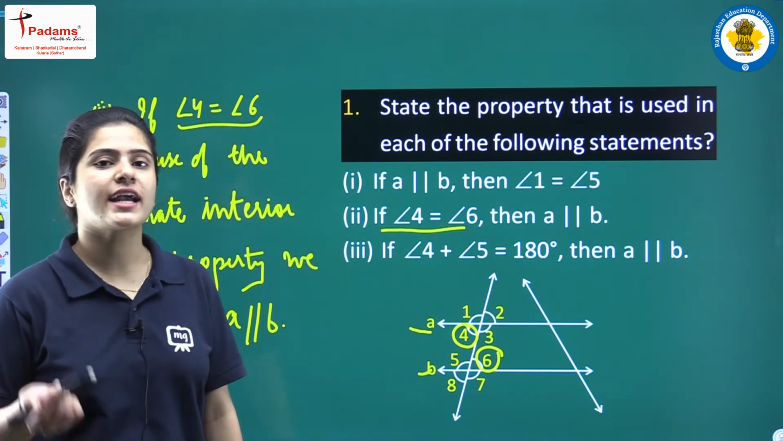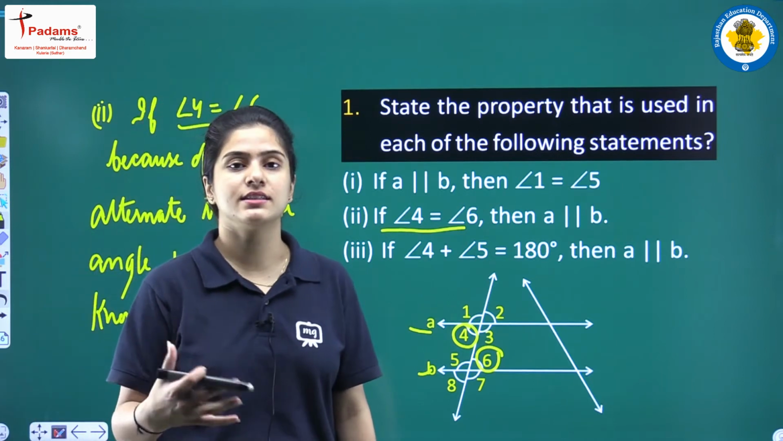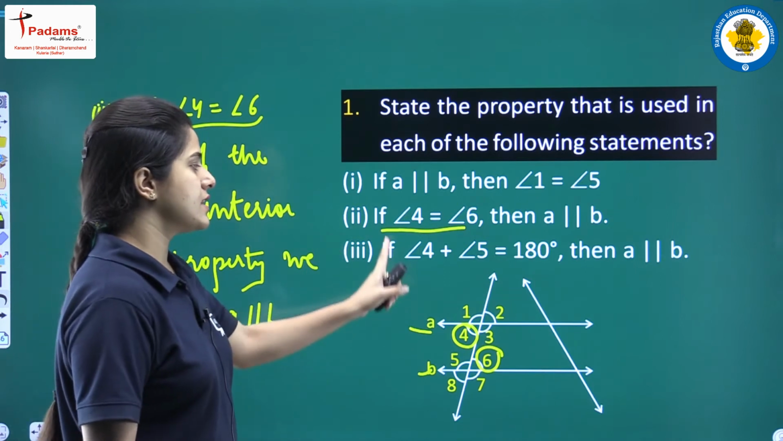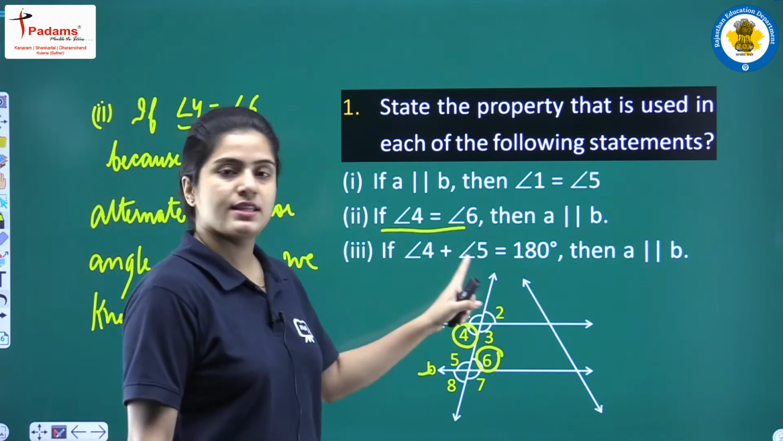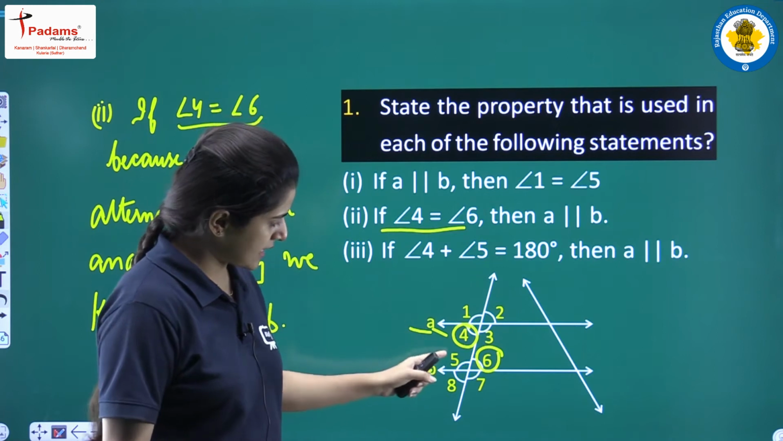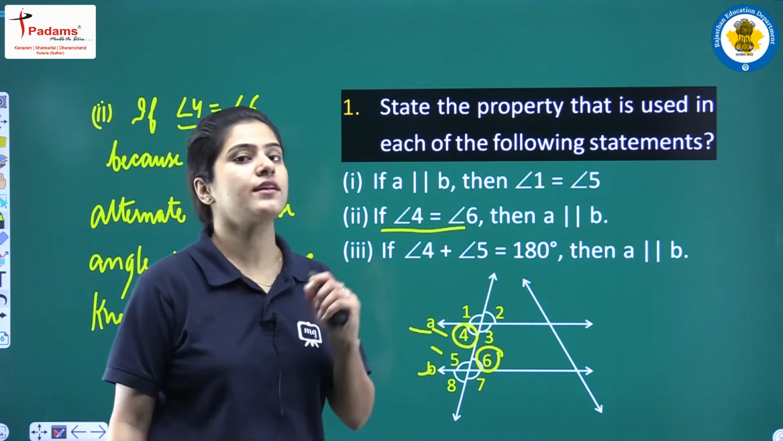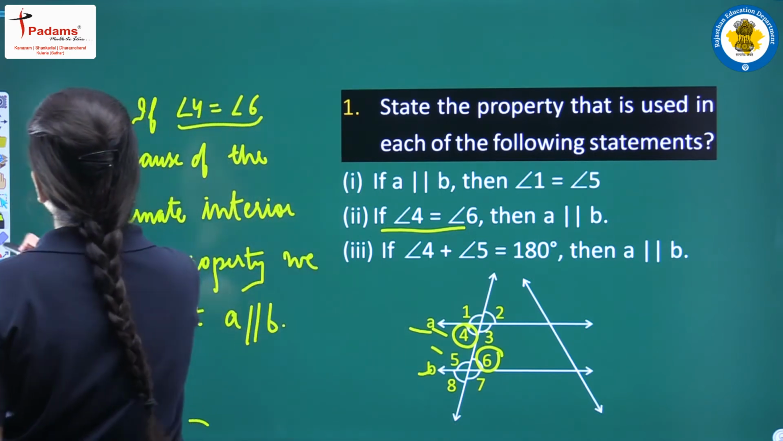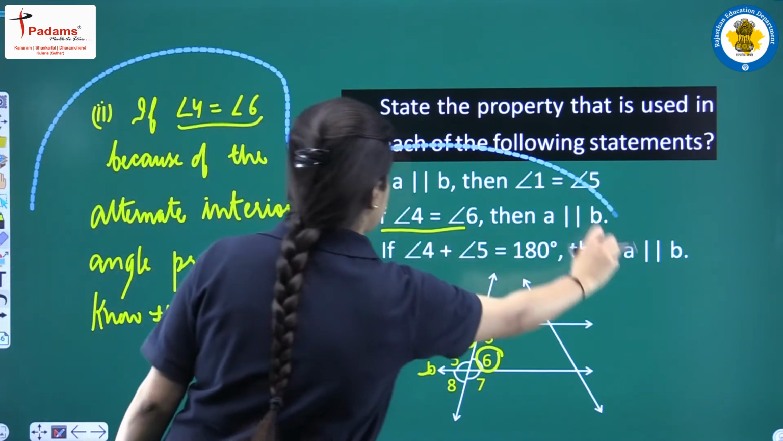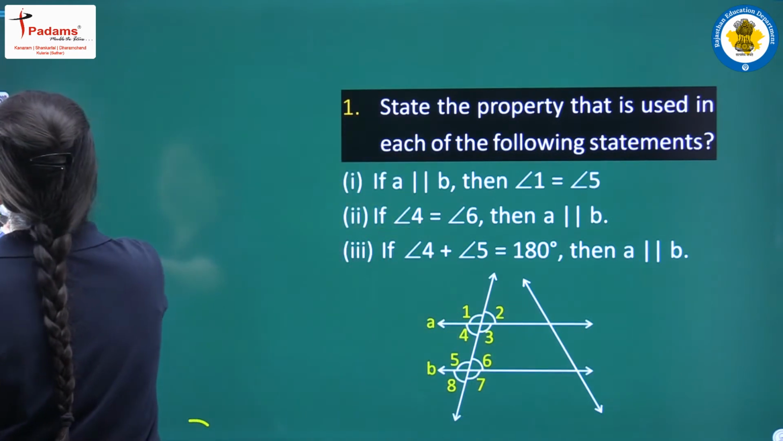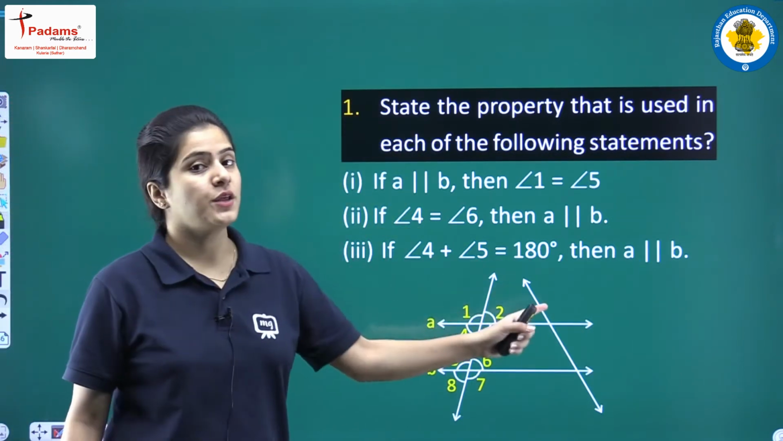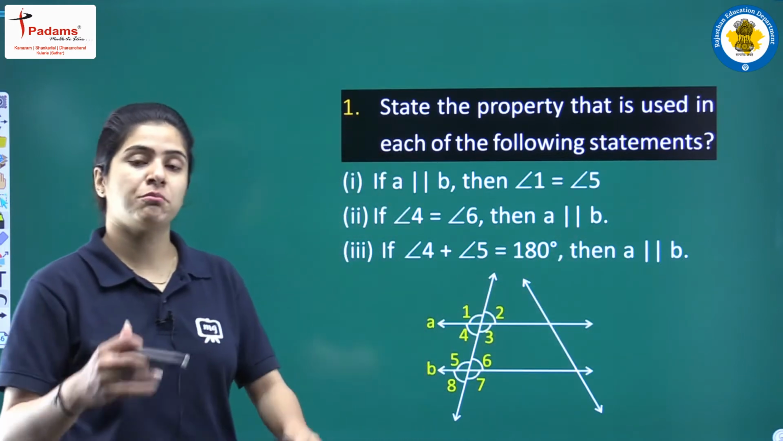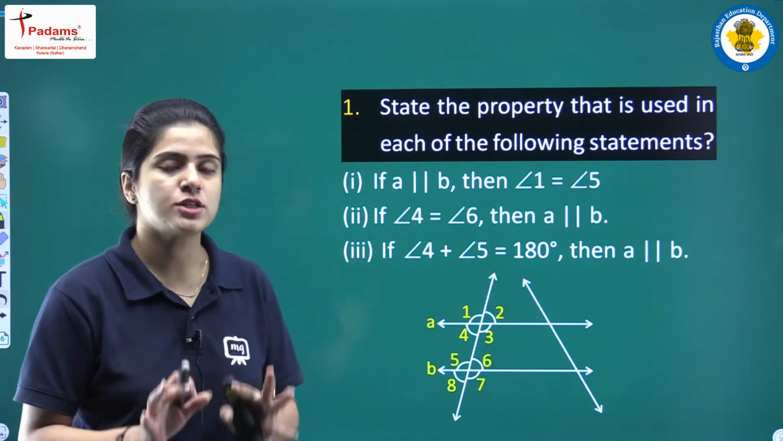Now students will be looking at the third statement. Okay students, the third statement is, if the sum of angle 4, this angle, and this angle 5 is equal to 180 degrees, then A is parallel to B. Now you are given that the sum of two angles is 180 degrees, then you need to find whether A and B are parallel. It is given, you don't need to find out, but you have to tell by which property it is being said.